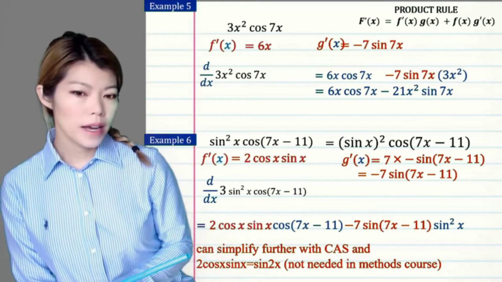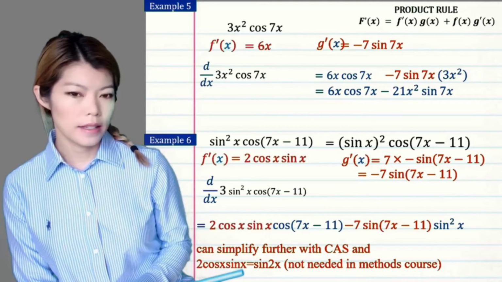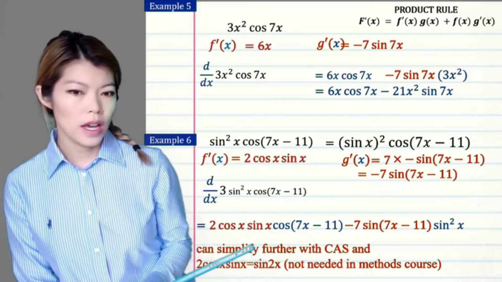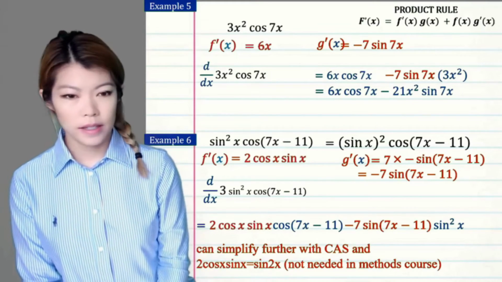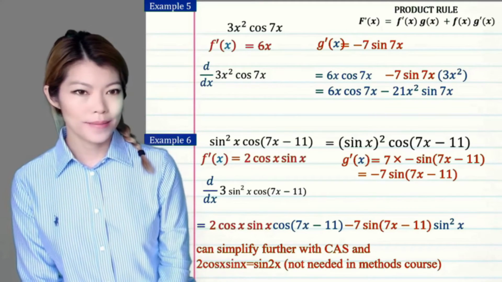Now you can simplify this further using the CAS, and 2 cos x sine x equals sine 2x, which is one of the identities, but it's actually not needed in the answers to get full marks.